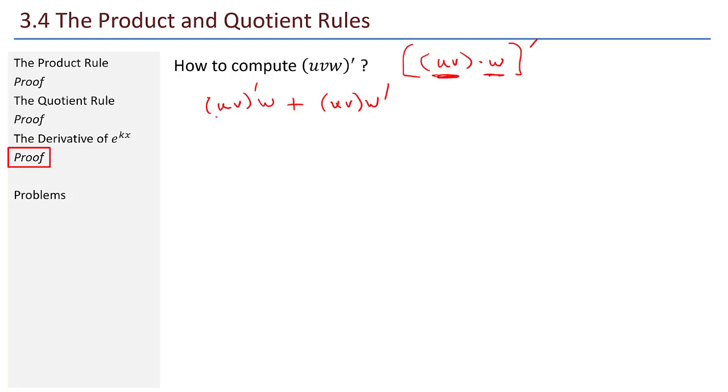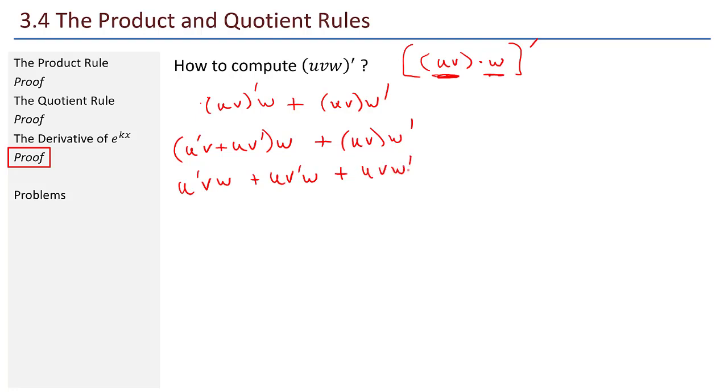But now, (uv)', well, that is really u prime v plus uv prime, times w, plus uv w prime. And now let me distribute the w that appears on the left. So that becomes u prime vw plus uv prime w plus uv w prime.